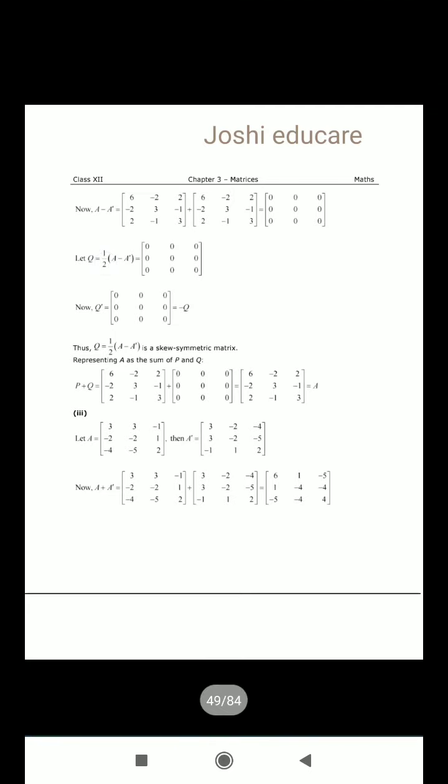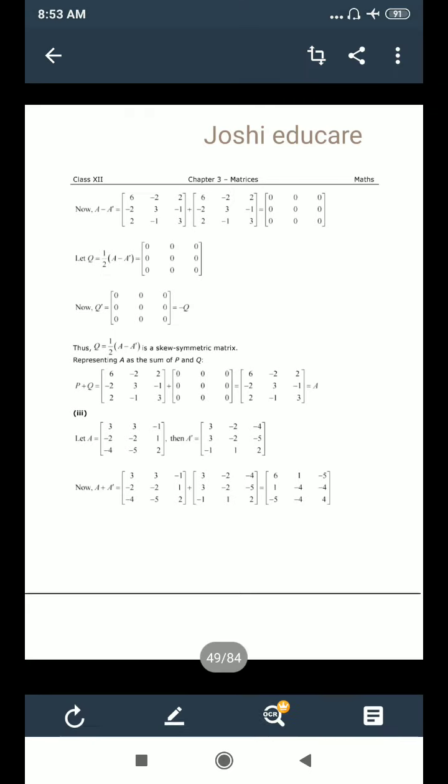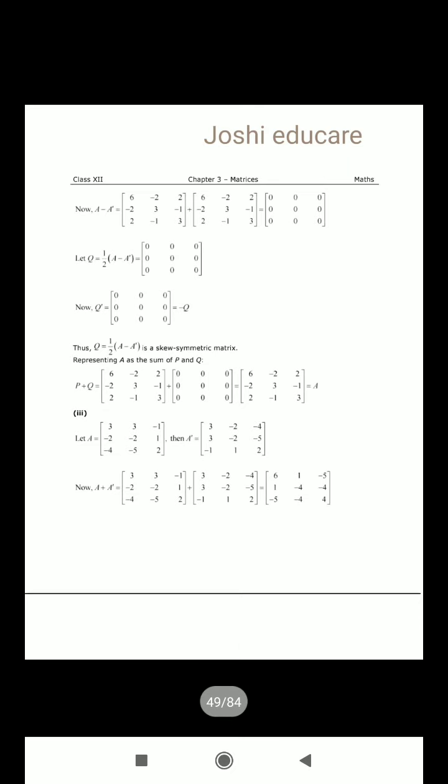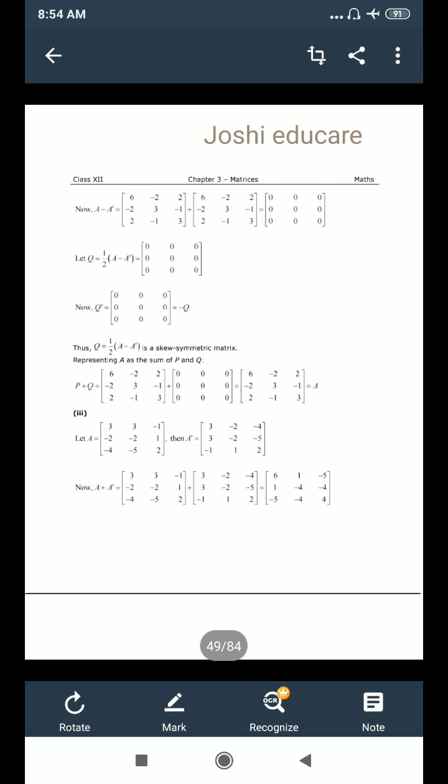Now you get half of A minus A transpose. So it is a skew-symmetric matrix. If you calculate the transpose of this, you will get minus Q. We can write A is equal to P plus Q. So we write the value of P, write the value of Q. Sum of these two will be equal to A only. So we can say we have expressed this A as sum of symmetric and skew-symmetric matrix.